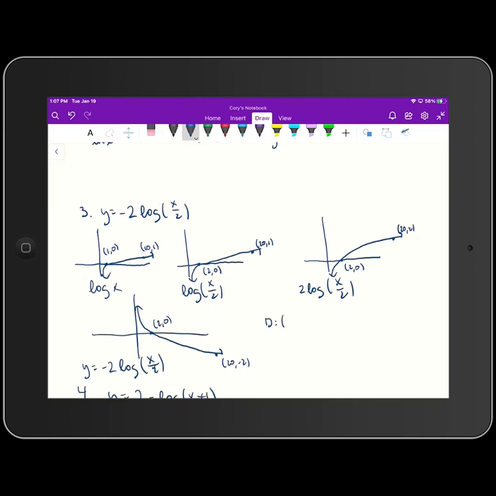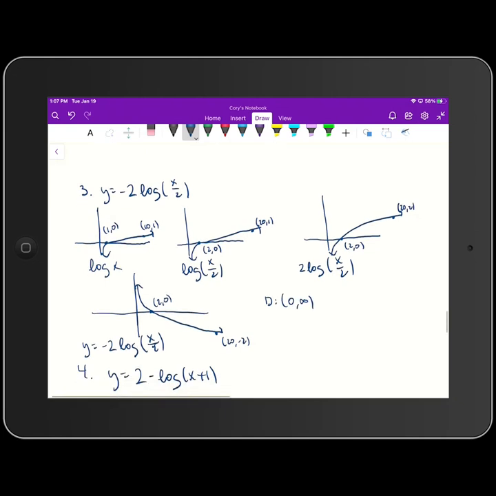Again, domain here would be x is greater than 0, so that's the interval from 0 to infinity. Range is all reals. And this has a vertical asymptote at x is equal to 0.